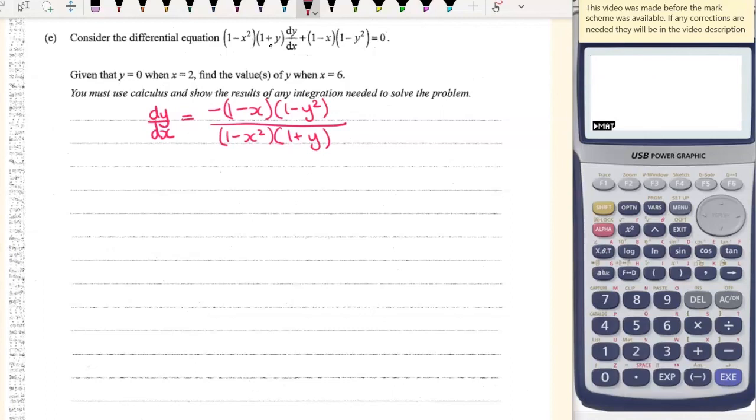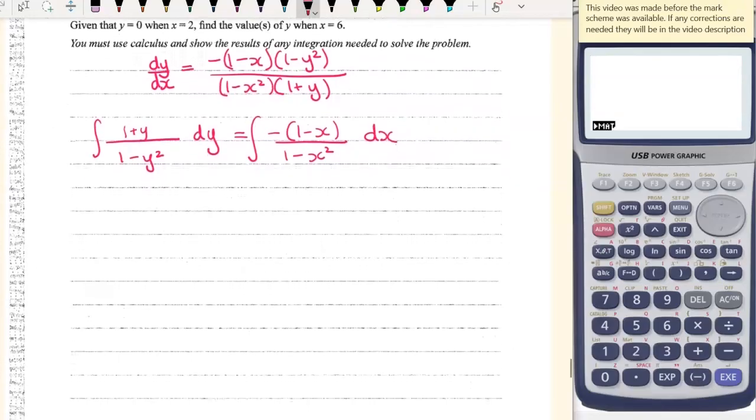Now, taking the y's all over to the left-hand side and the x's to the right means that we're going to take this over and divide. So we will have on the bottom of our fraction 1 minus y squared. We're going to take this over and times it. So on the top we have 1 plus y, dy. For the x's, we leave them where they are. So minus 1 minus x over 1 minus x squared dx. And we're trying to integrate these two things.